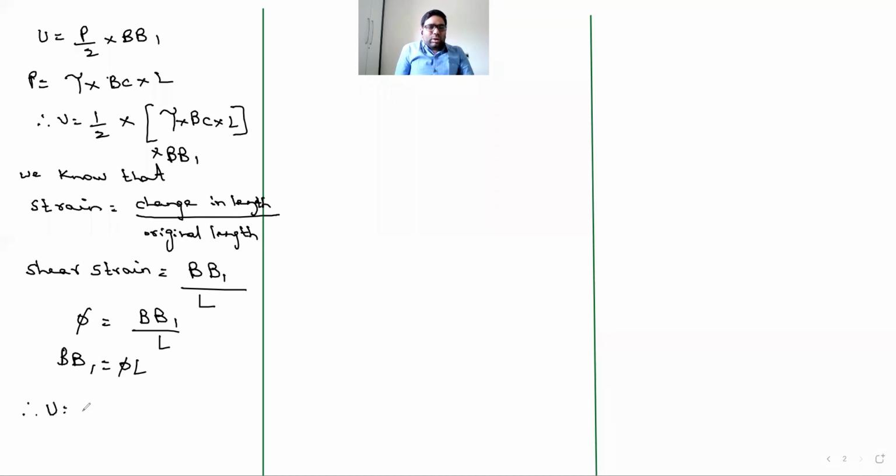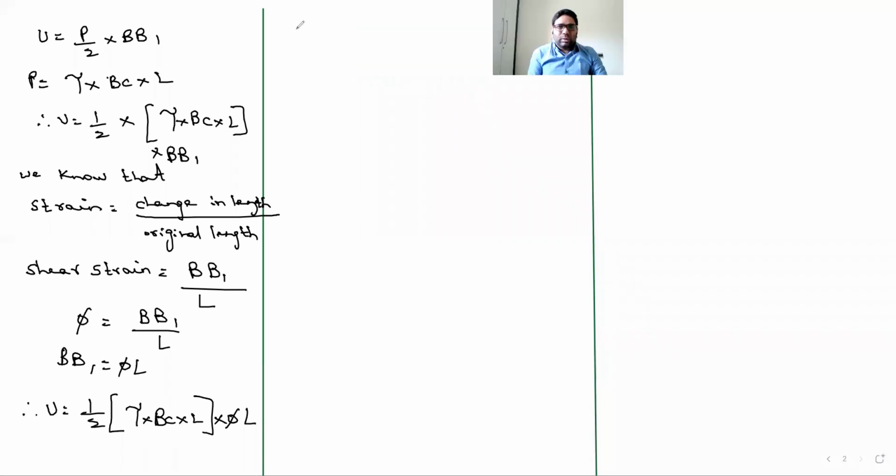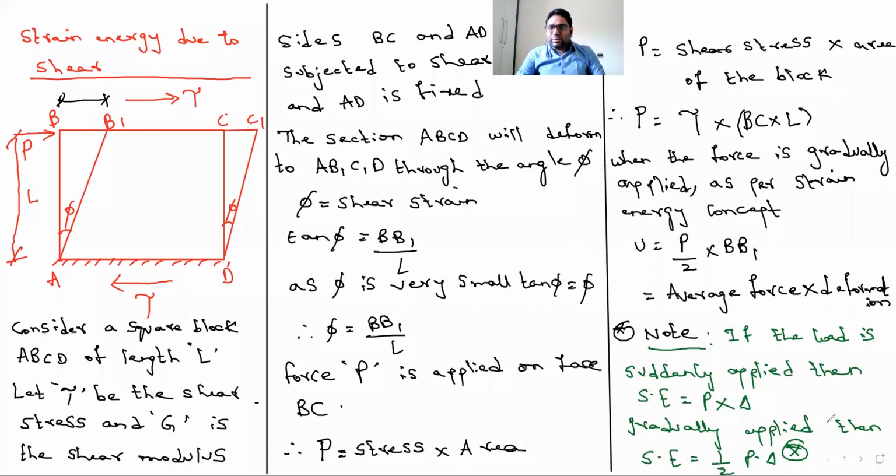Therefore, U is equal to half into tau into BC into L into phi into L. So tau into BC into L into phi into L. Yes. But BC into L is equal to A, isn't it? That's what we have seen. So see here, BC into L is equal to the area of the block A.